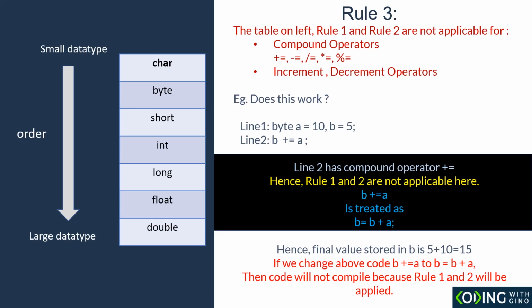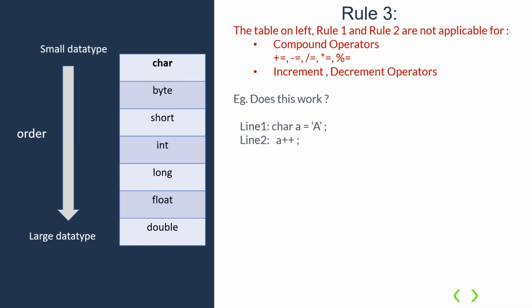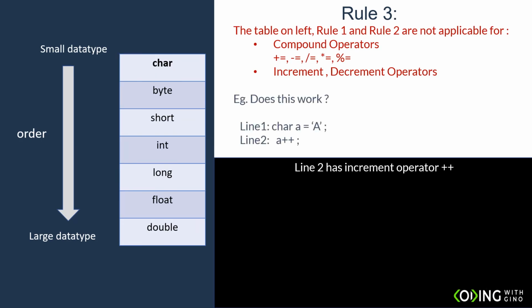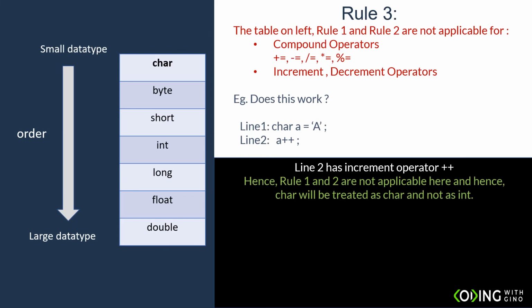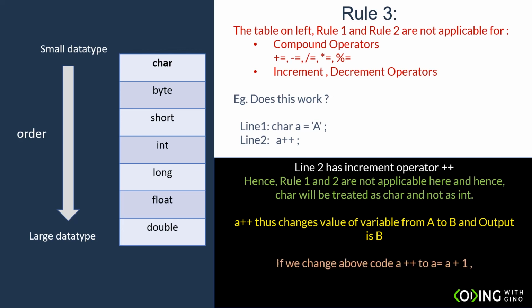Okay, last question of this lecture. Does this work? Line 2 has increment operator plus plus. Hence, Rule 1 and 2 are not applicable here. Char will be treated as char only and not int. A++ means move to the next character after A. It thus changes value of variable from A to B, and thus output is B. However, if we change above code A++ to A equals A plus 1, then code will not compile because Rule 1 and 2 will be applied. A plus 1 will thus give int, and you can't store int in char storage.